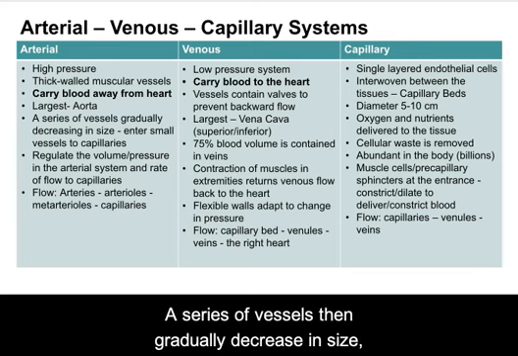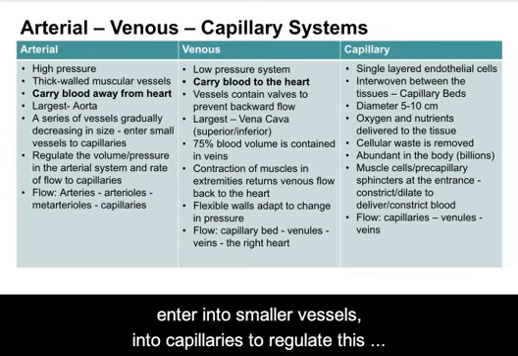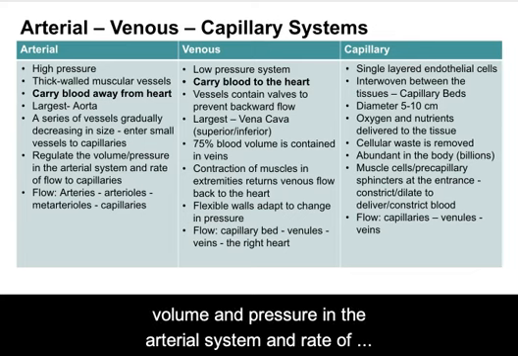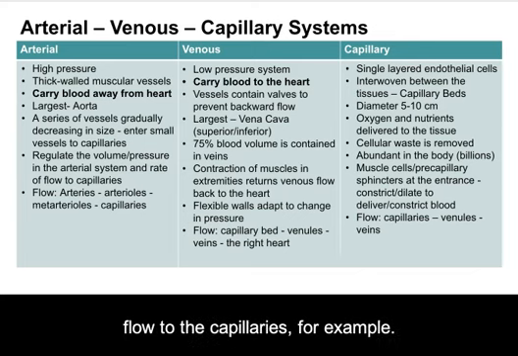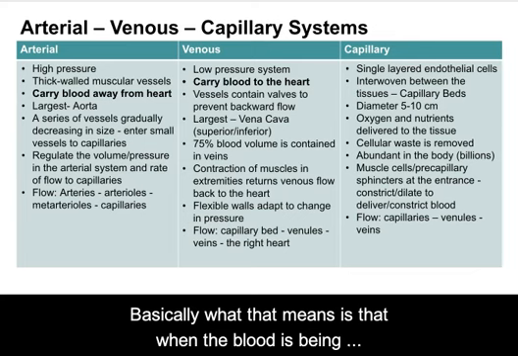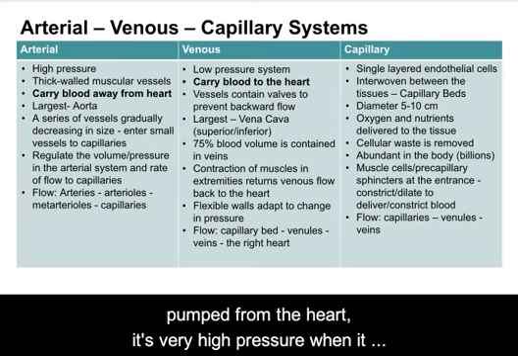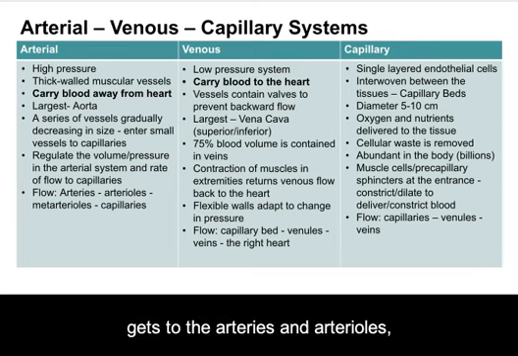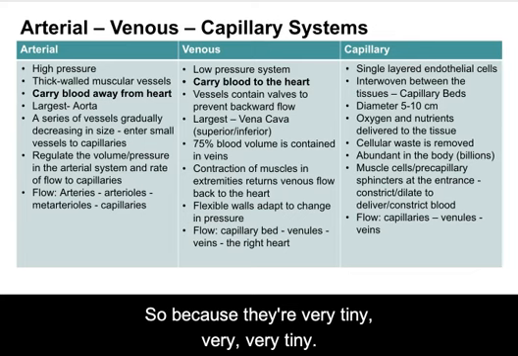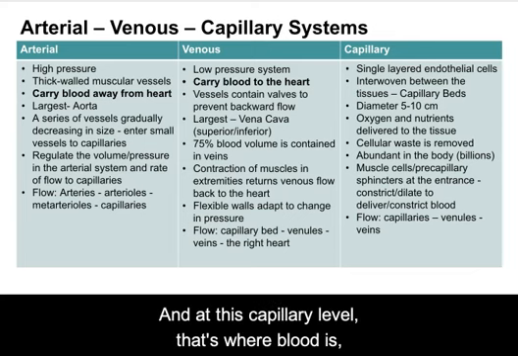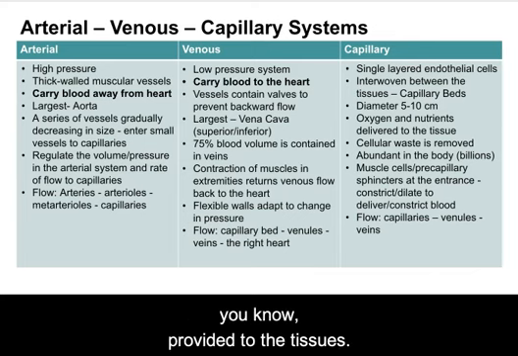A series of vessels then gradually decrease in size, enter into smaller vessels, into capillaries, and then to regulate this volume and pressure in the arterial system and rate of flow to the capillaries. For example, basically what that means is that when the blood is being pumped from the heart, it's very high pressure. When it gets to the arteries and arterioles, the pressure decreases because they're very, very tiny. And at this capillary level, that's where blood is provided to the tissues.